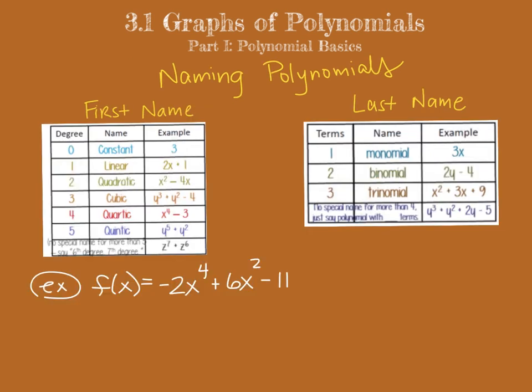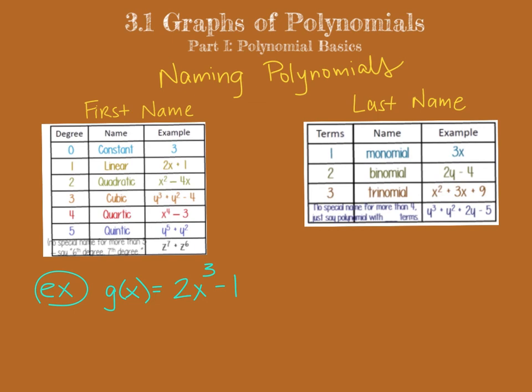All right, let's take a look at this f of x here. We want to find the polynomial's first name, so we look at its degree. It's degree 4, therefore it's a quartic. Then we look at how many terms it has. It has 3, so it's called a quartic trinomial. All right, this next polynomial, g of x, has a degree of 3, therefore it's a cubic. Then it has 2 terms, so it is a cubic binomial.